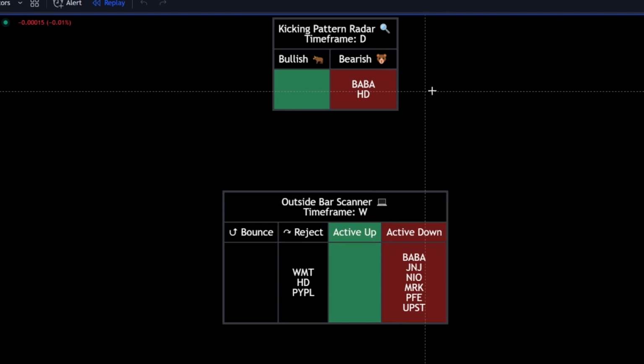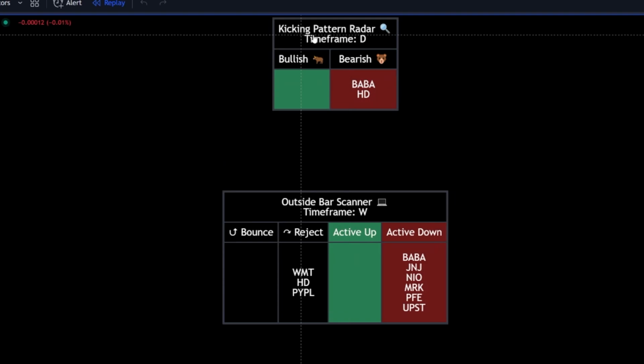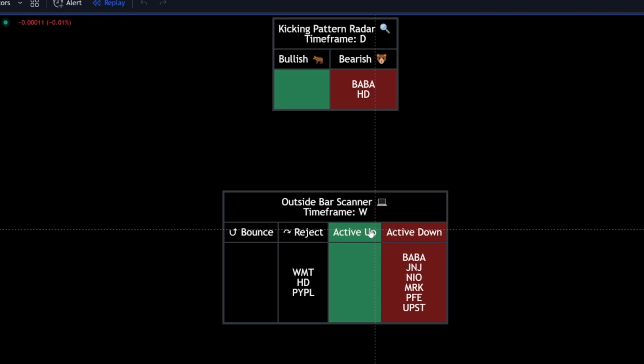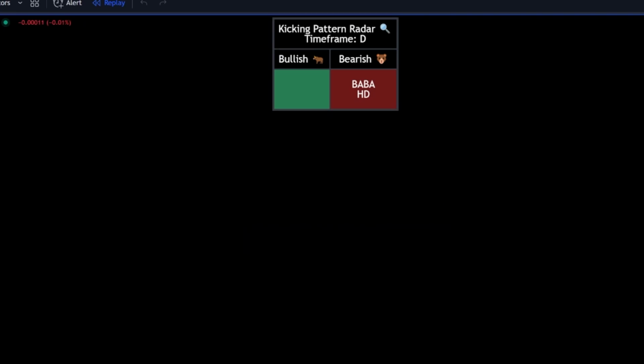If you were in the server last week, I mentioned a specific setup that happens when you have something on both the daily kicking pattern and the weekly outside bar. But to further clarify once again, the kicking pattern updates in real time, but it's usable when the market opens. So we cannot scan in advance for kicking pattern tickers.